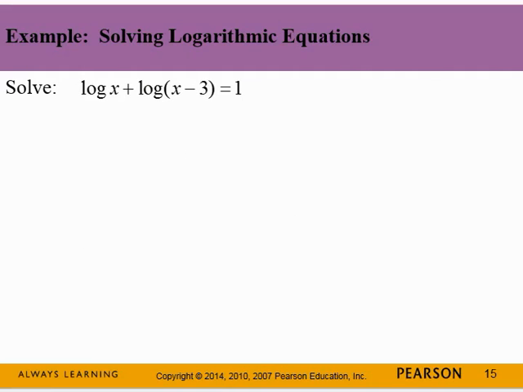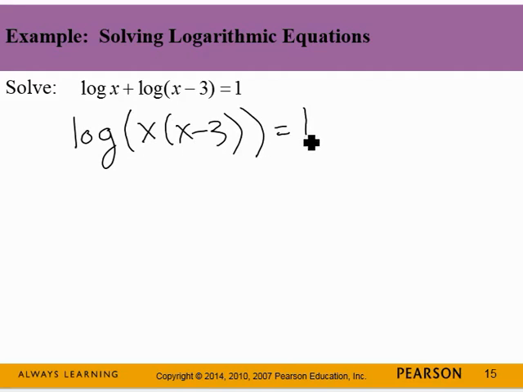So let's look at this example now. This one has a little more to it. So we are going to combine things. We're going to condense our logs. So remember, if you have addition, that's really your multiplication. So think about your rule of when it equals 1, that's really 10 to the 1, because this is your common log.